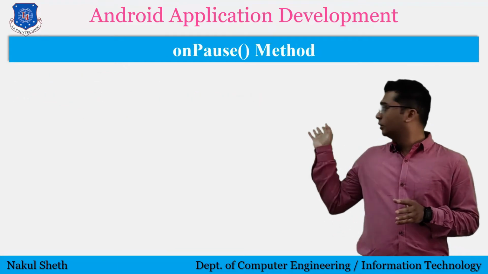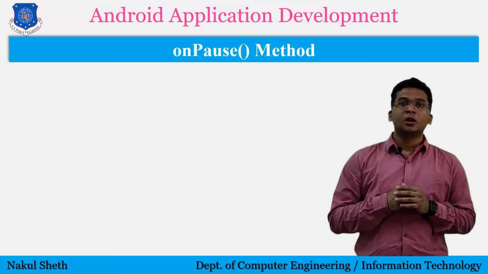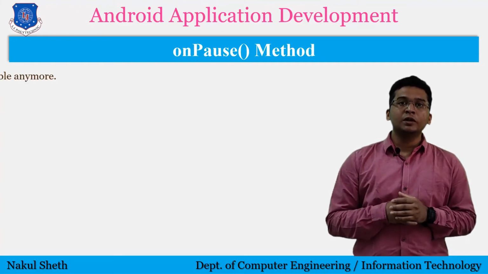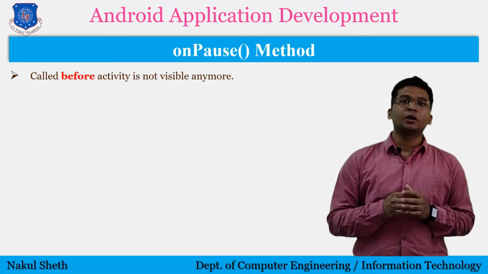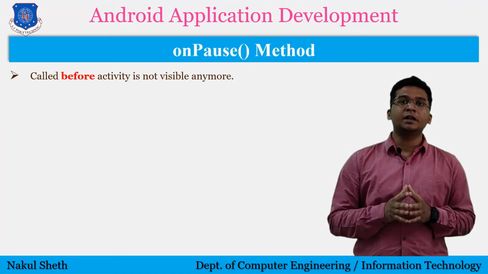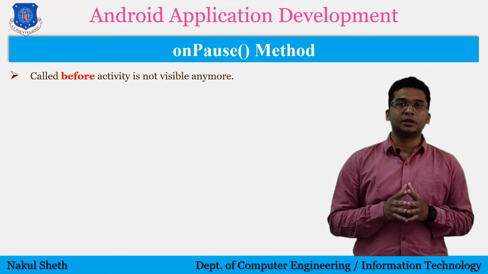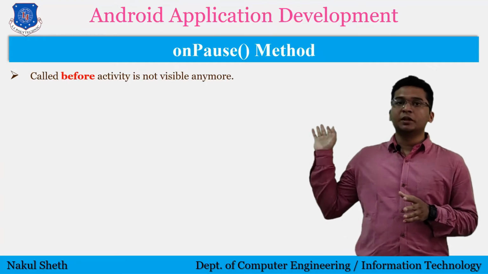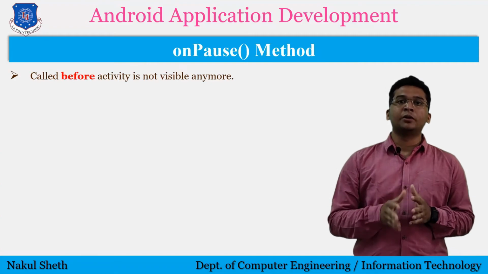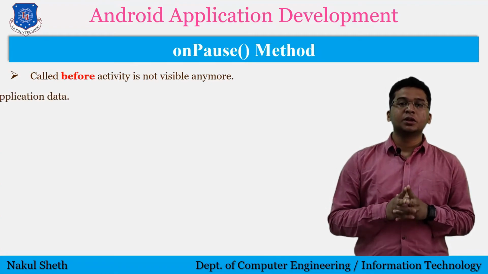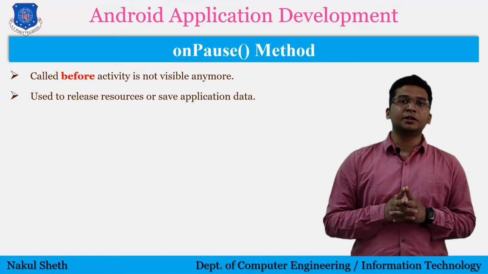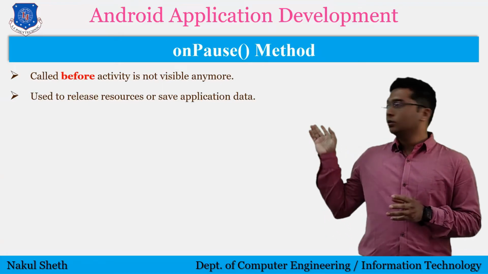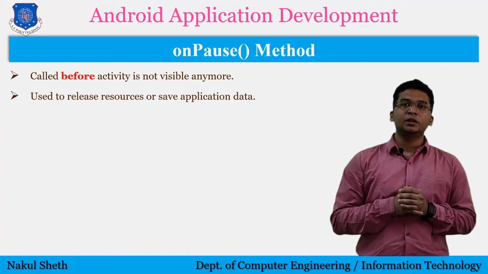So let us start with onPause. This onPause method is always called before the activity is no longer visible, or we can also say the activity comes into the background state. The onPause method is an important method of the Android activity lifecycle because onPause is used to release resources or save application data. So this is all about the onPause method.